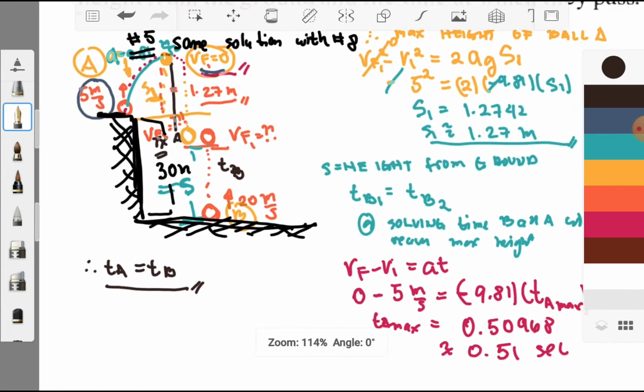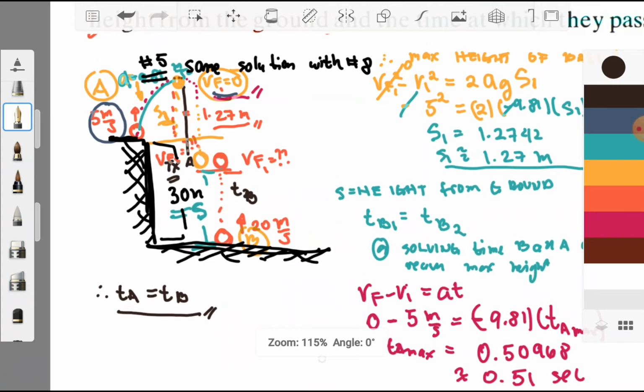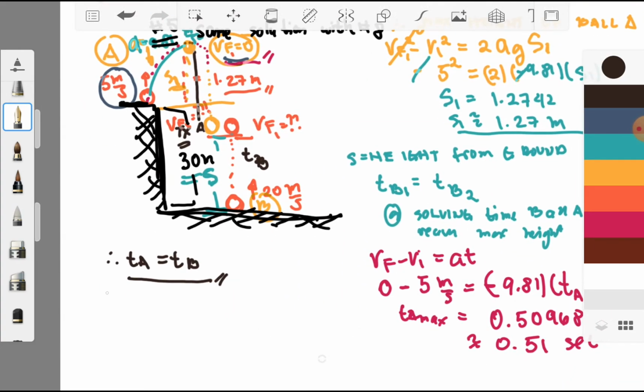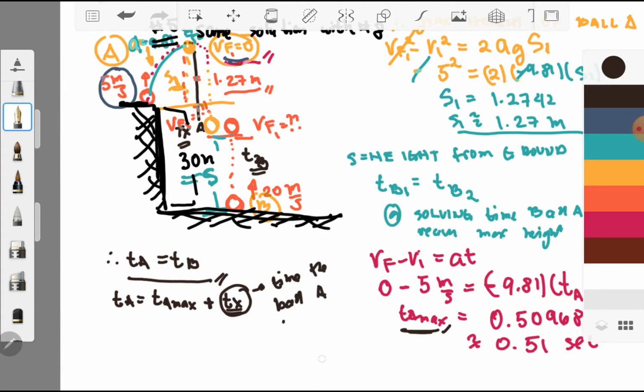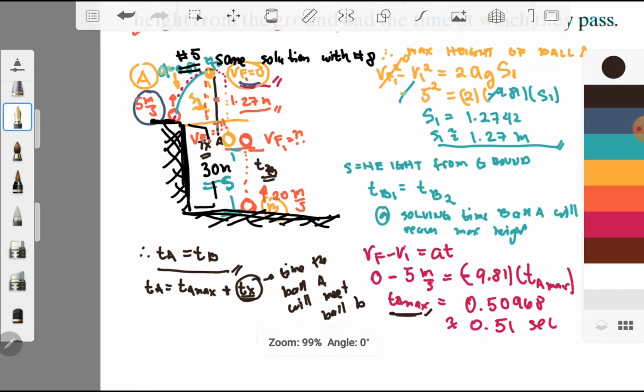But take note that as I go on with my calculation, I have solved that my TA, or my ball A, is just equal to my T max, TA max, wherein my ball will reach its maximum height, plus TX, wherein this TX is the time where it will meet ball B. The time the ball A will meet ball B. That is our remaining time.